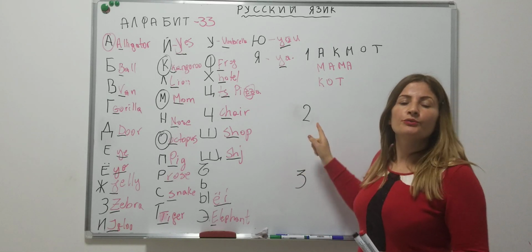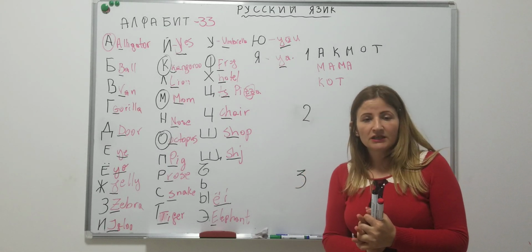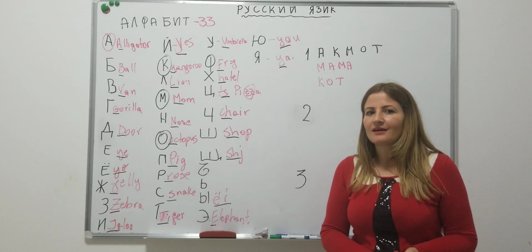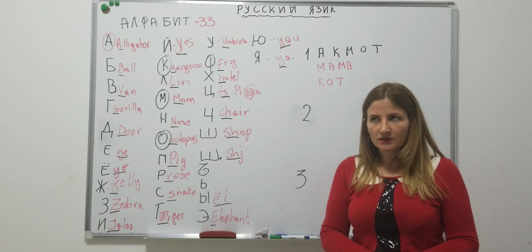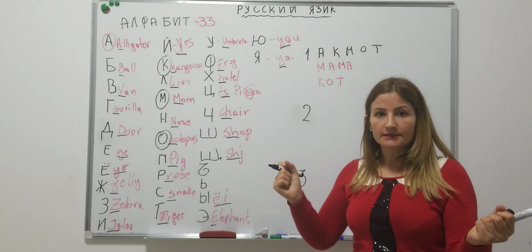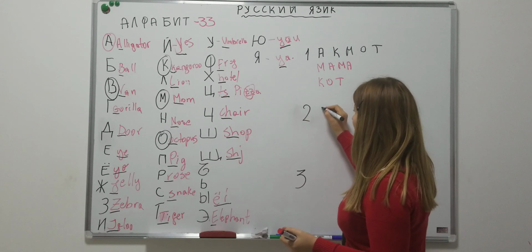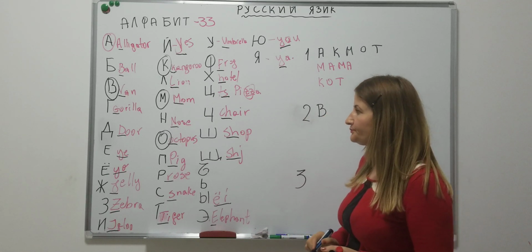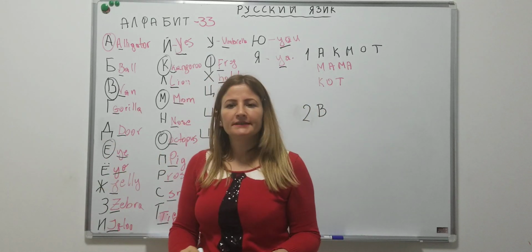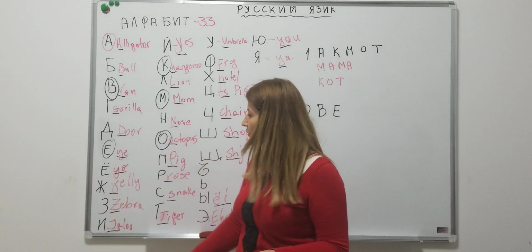In the second group, we have the letters which look the same as English letters, but they have a different sound. These letters are called confusing letters. Actually they are confusing, huh? Let's see which are these letters that confuse us. First one is this, which has the sound V in Russian. Another confusing letter is this, right? Ye. In English, this looks like E.